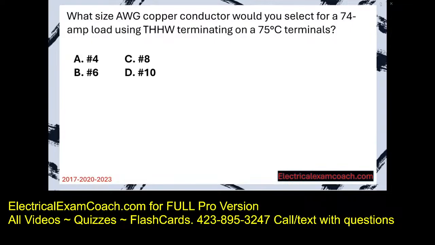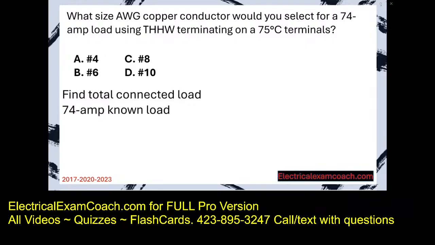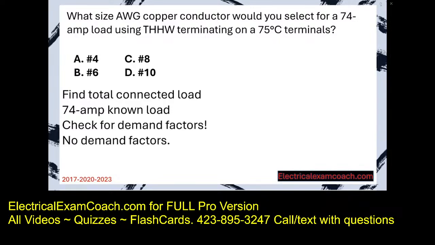What size AWG copper conductor would you select for a 74 amp load using THHW terminating on 75 degrees C terminals? Step 1, find the total connected load. It's 74 amps. Now, let's check for demand factors. Well, in this case, there's no specific pieces of equipment and there's no continuous load, so there are no demand factors. And we have to remember that our wire must meet or exceed the known load.